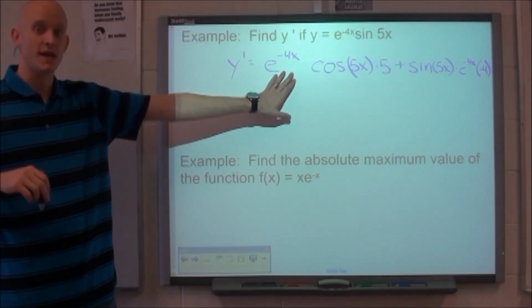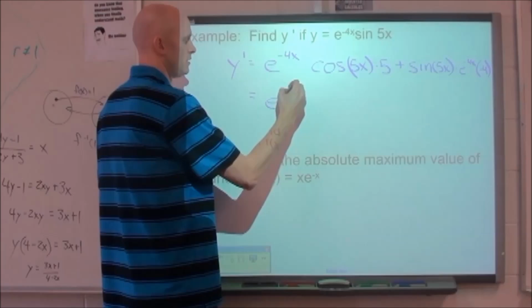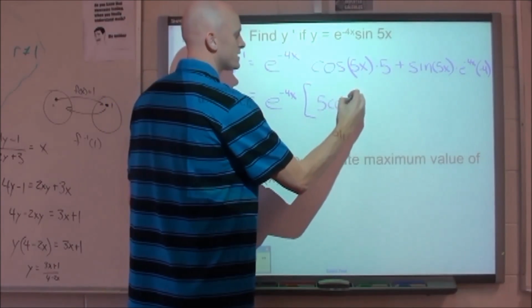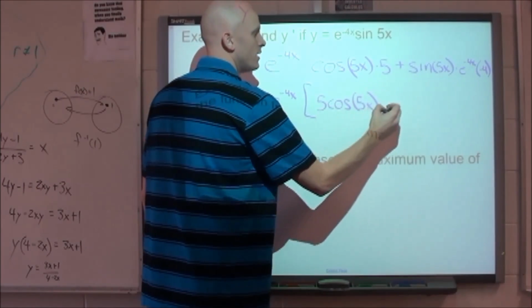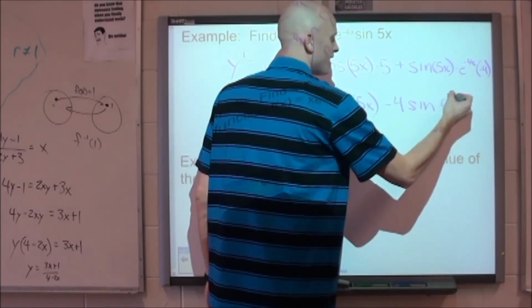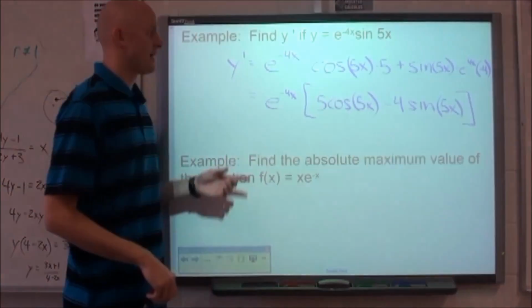I'm going to factor out an e to the -4x. And then inside I will have 5 cosine 5x minus 4 sine 5x. And that is your derivative.